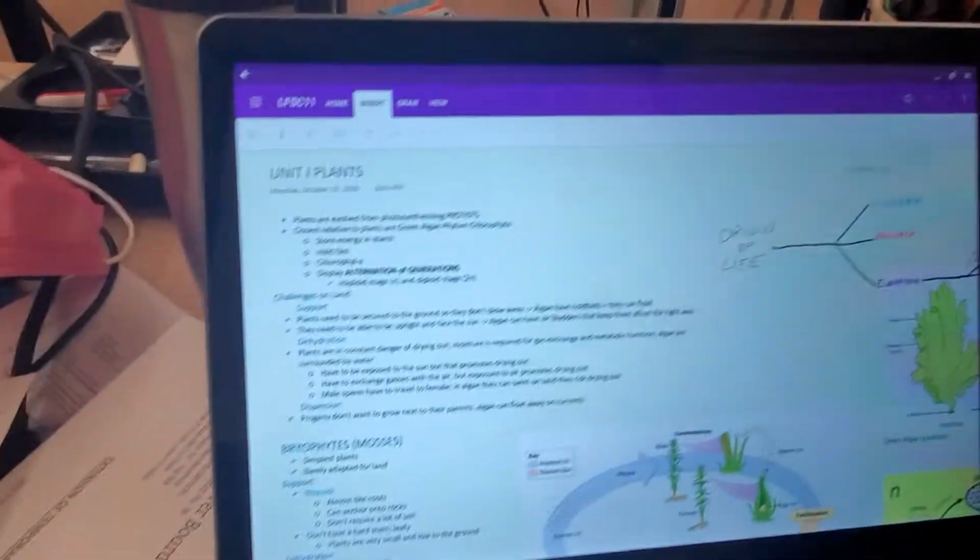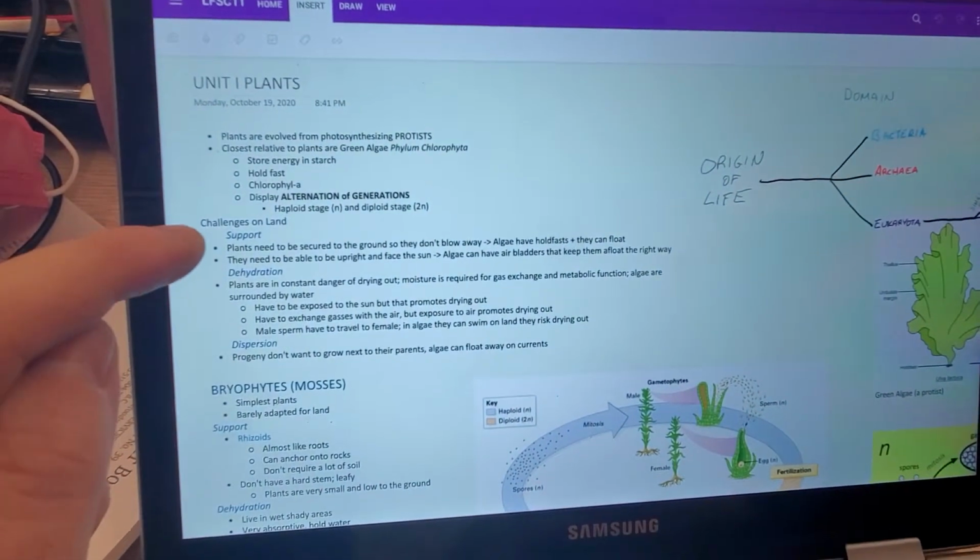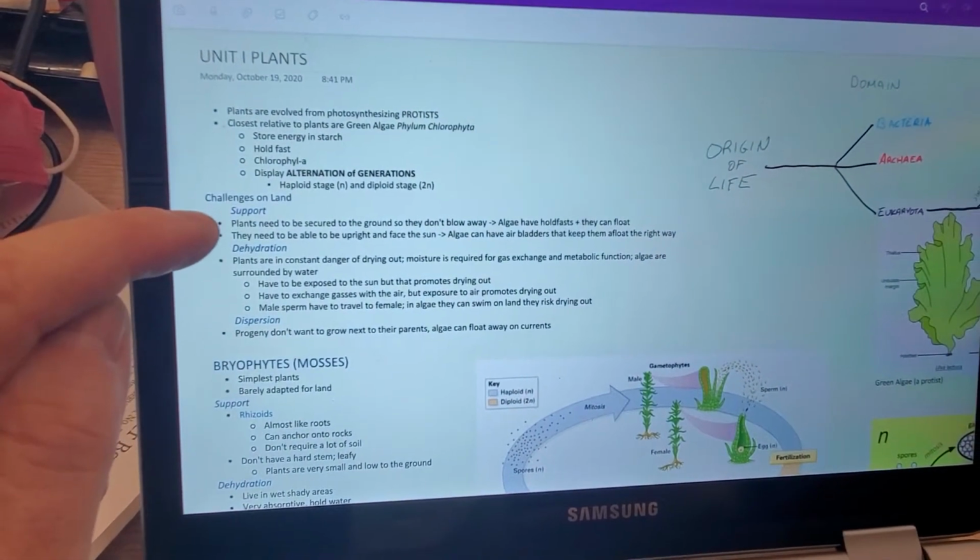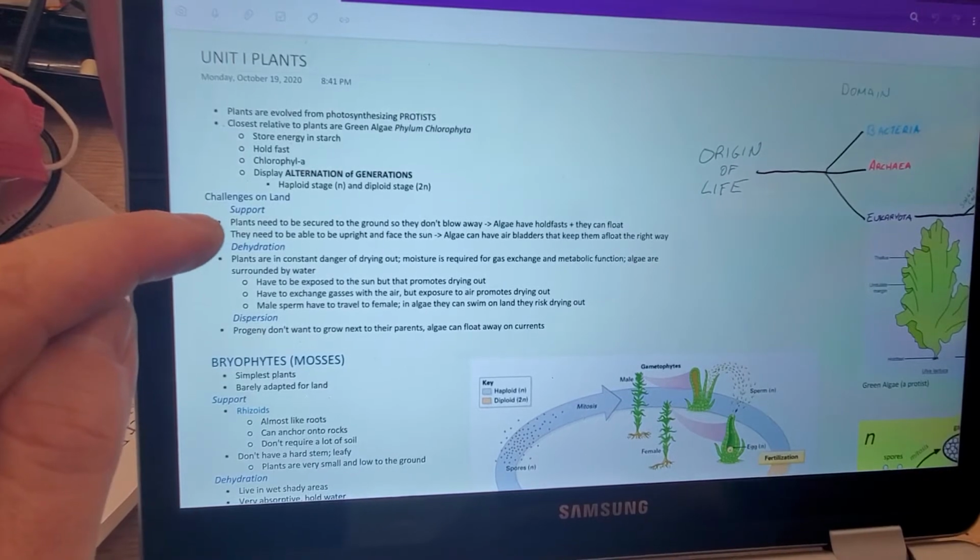So let's talk about some of the adaptations that plants had to make to live on land. So number one, the challenges of living on land is you need support. So you need to be secured to the ground so you don't blow away. In the water, you can float wherever you like. But on land, you don't want to be blown away into the mud, into the shade.